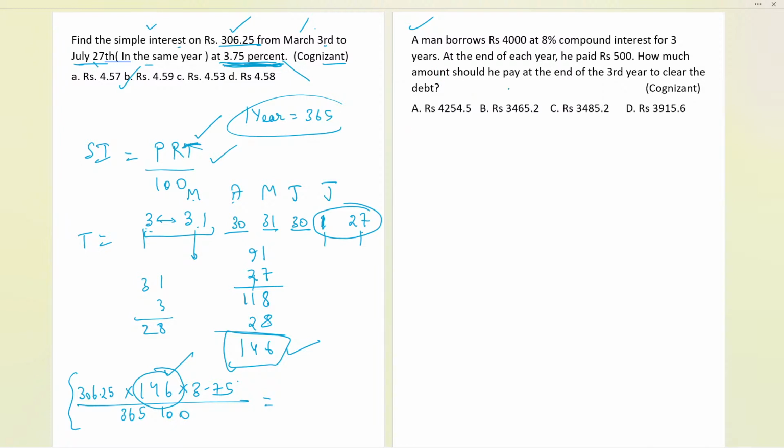Next question. Try this part. Second question: a man borrows 4,000 at 8% compound interest for 3 years. At the end of the first year, he paid 500. How much amount should he pay at the end of the third year to clear the debt? Try this question everyone and tell me the answer. You have 1 minute. Your time starts now.